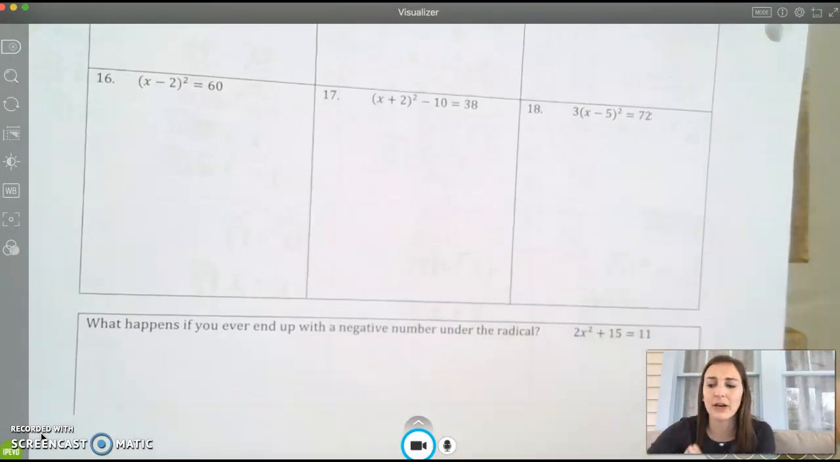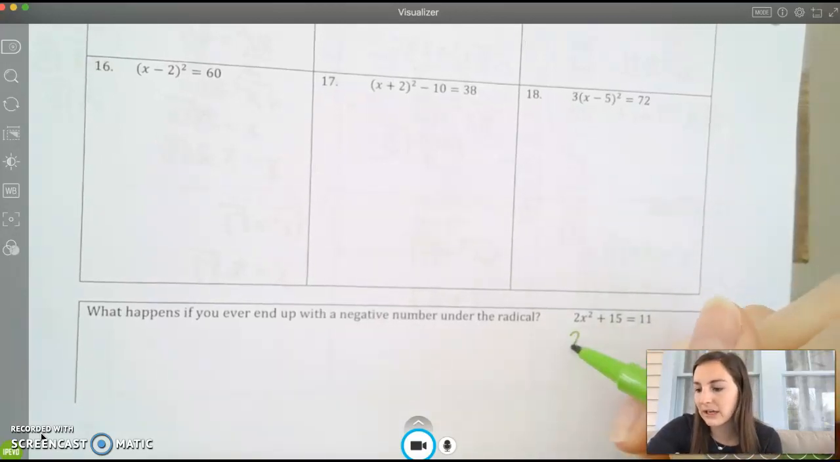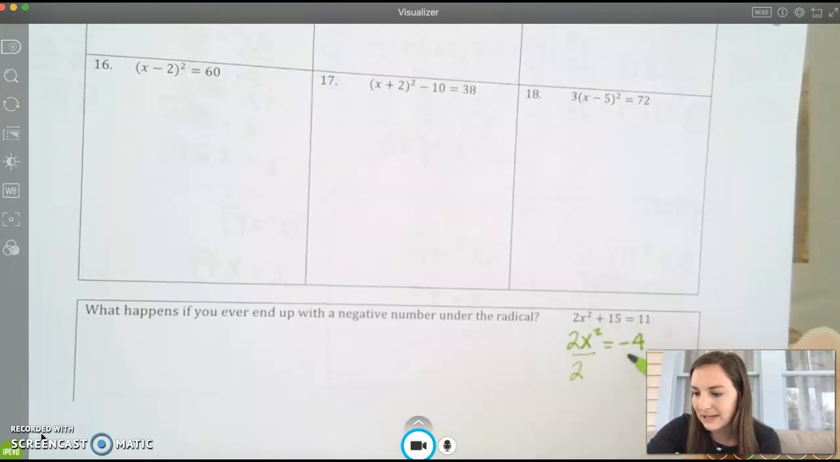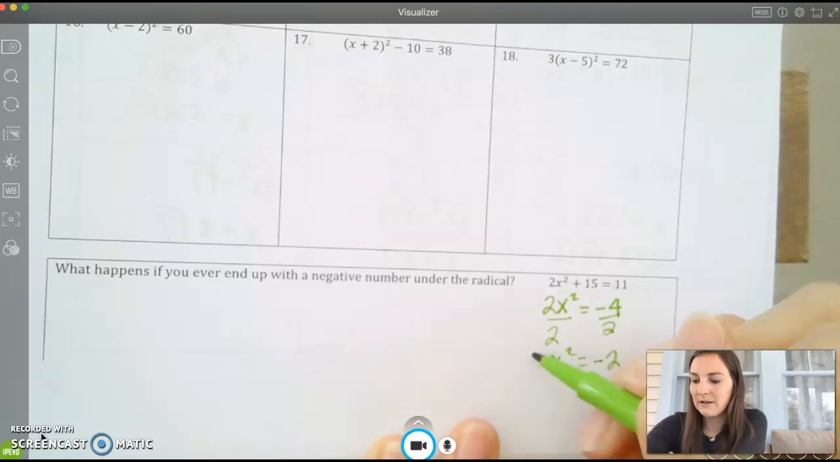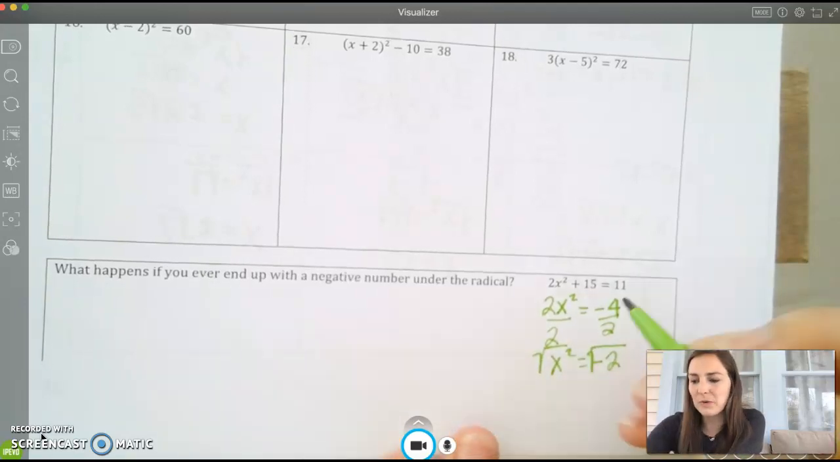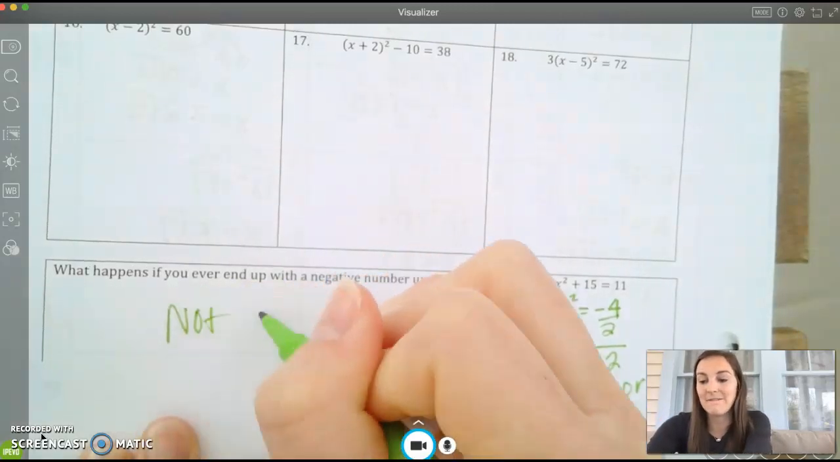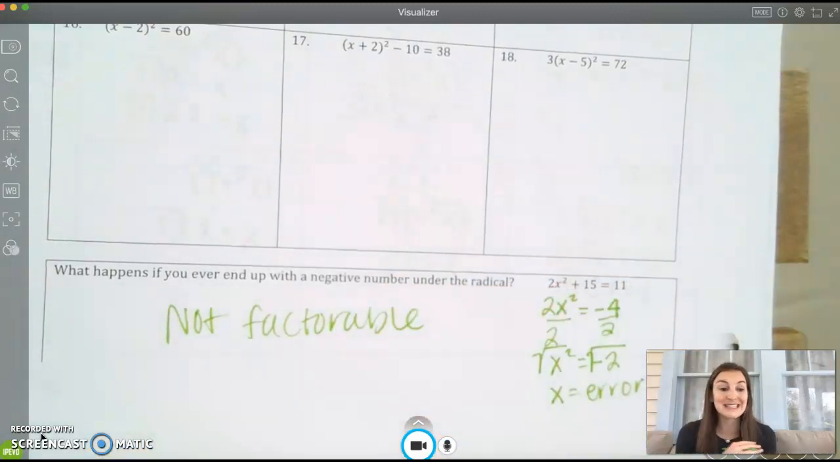It says, what happens if you ever end up with a negative under the radical? So if I solved here for x, I would get 2x squared equals negative 4 by subtracting 15. Then I divide both sides by 2, and I get x squared equals negative 2. I take the square root. If you were to plug in the square root of negative 2 on your calculator, you're going to get an error. So you cannot take the square root of a negative. We call this not factorable. So if you ever have a negative under the square root, it's not factorable.